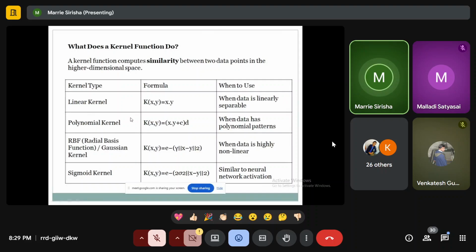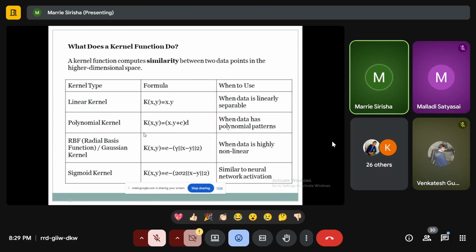Next one is polynomial kernel. What is polynomial kernel? When the data has polynomial patterns, like if I have degrees, powers in my particular classification problem, then we have to use polynomial kernel by using this formula.